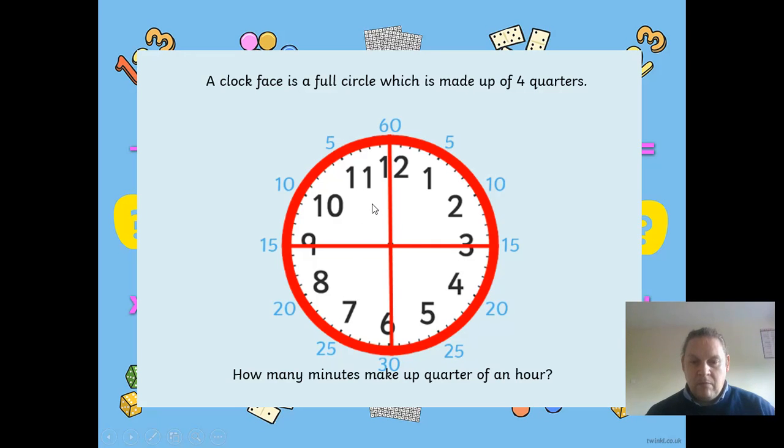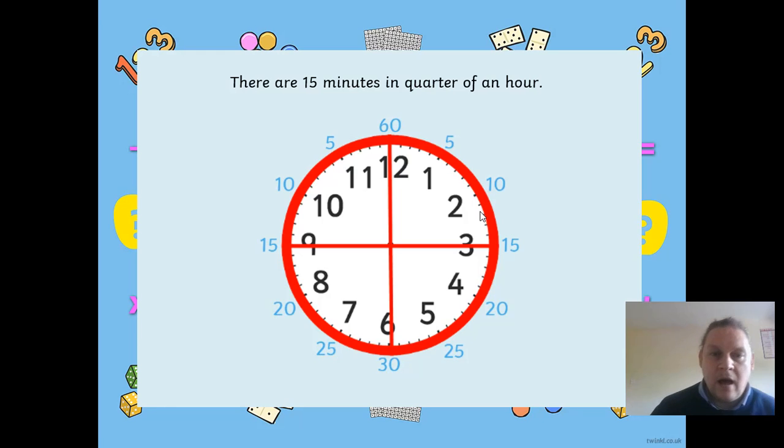How many minutes make up a quarter of an hour? We just talked about it before, but let's have another look. Every one of these intervals is 5 minutes. 1, 2, 3, 4, 5. So if we count 5, 10, 15, that's 1 quarter. A quarter of an hour is 15 minutes. We've done that, yes, we know.